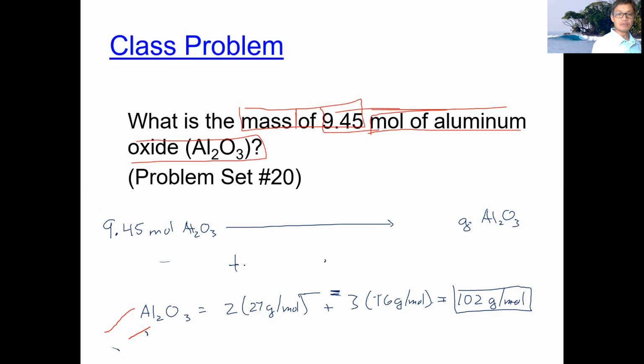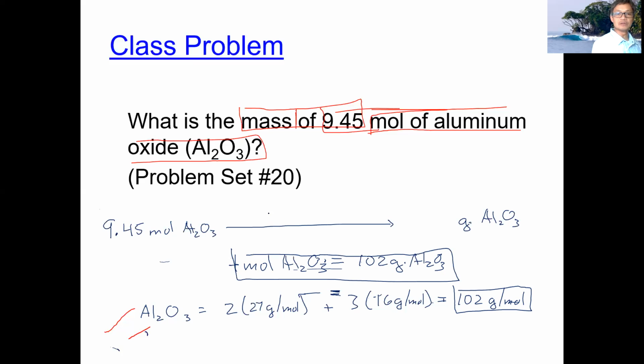For every mole of aluminum oxide, it will have an equivalent mass of 102 grams. So that's what we have here, and we're going to take advantage of this equality in order to get that done. Let's plug it into our equation here, with 102 grams on top and 1 mole on the bottom.